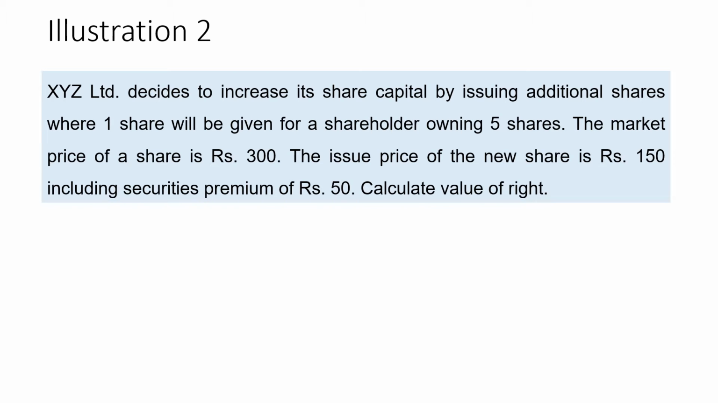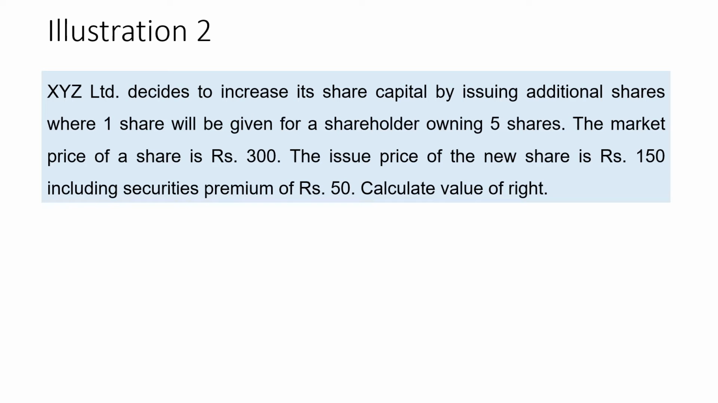XYZ Limited decides to increase its share capital by issuing additional shares, where one share will be given for a shareholder owning 5 shares, which means if I own 10 shares, I will get 2 shares by virtue of my preemptive right. So we're talking about rights issue here. The market price of a share is rupees 300. So at 300, XYZ Limited is trading today in the stock exchange. The issue price of the new share is rupees 150, so which means it's going to be offered at a discount to the existing shareholders with a premium of rupees 50. Calculate the value of a right.